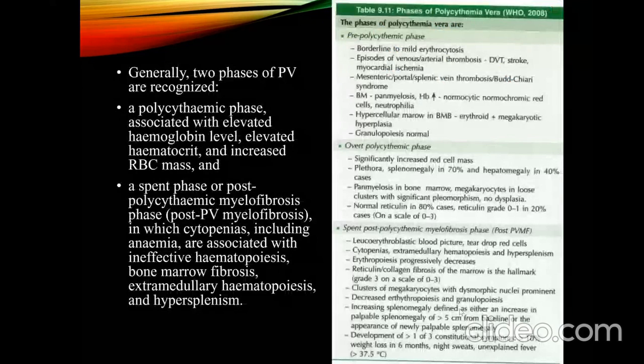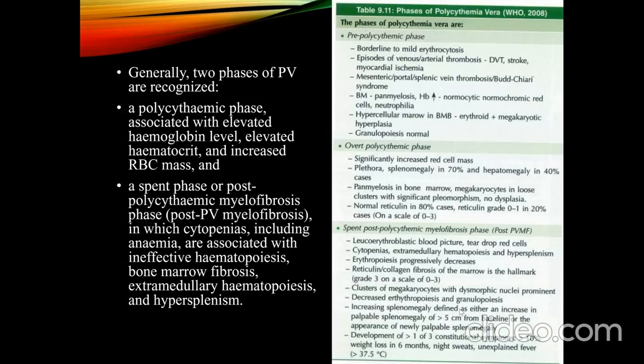Generally, two phases of polycythemia vera are recognized. That is a polycythemic phase, or overt polycythemic phase, which is associated with elevated hemoglobin level, elevated hematocrit, and increased RBC mass. And then a spent phase, or post-polycythemic myelofibrosis phase, in which cytopenias including anemia are associated with ineffective hematopoiesis, bone marrow fibrosis, extramedullary hematopoiesis, and hypersplenism.